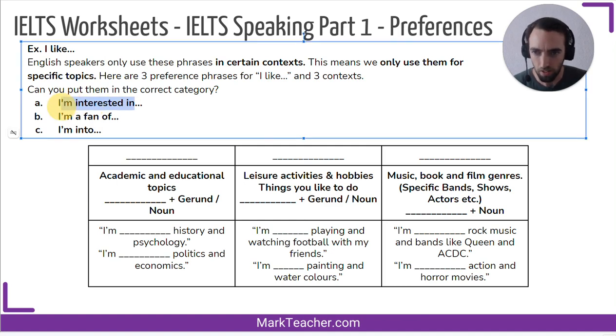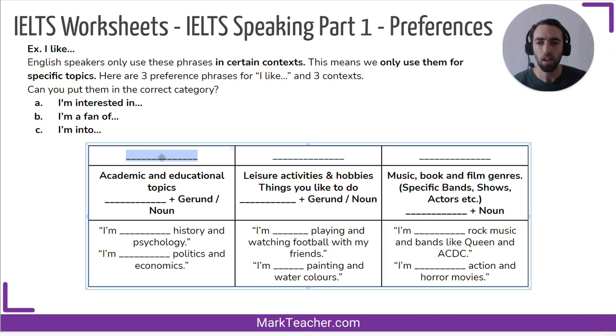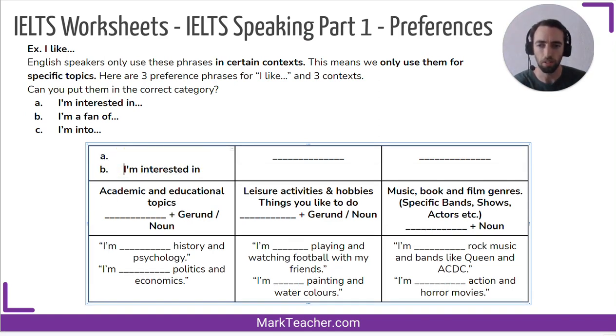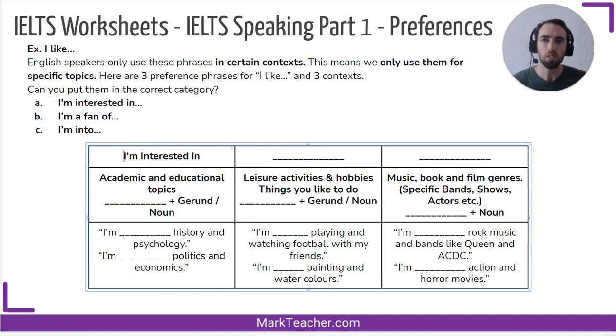Well done if you said I'm interested in academic and educational topics. We use this phrase in this context. For example, I'm interested in history and psychology. History and psychology are academic and educational kind of topics. I'm interested in politics and economics. Again, that is something that requires a lot of thought, more thinking than physically doing. So we use I'm interested in.